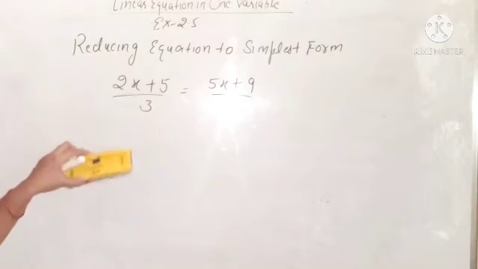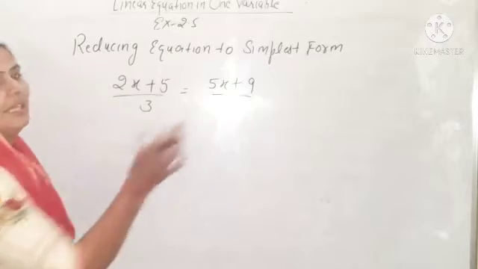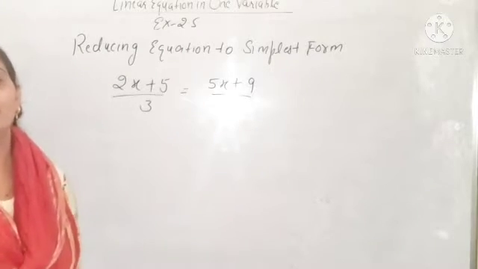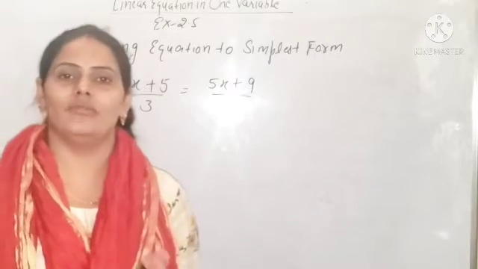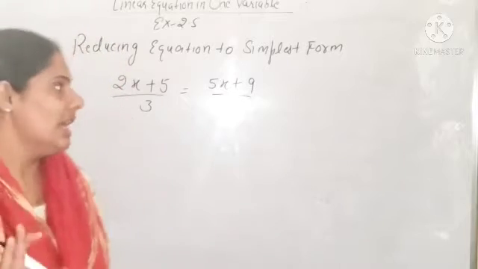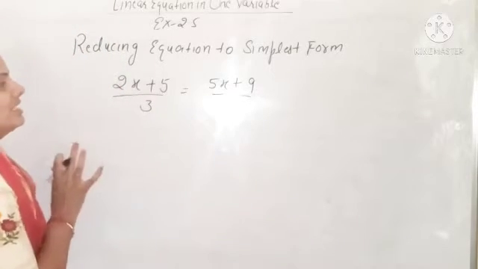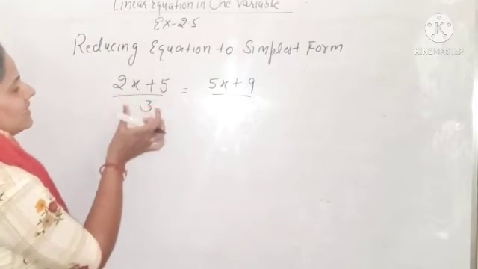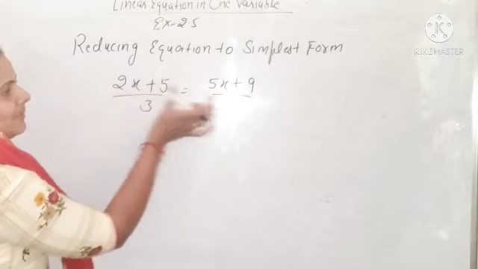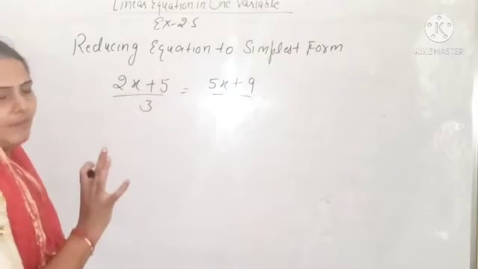So how will you solve this equation, beta? Variables are given on both sides. So simply first what will you do? You will put all the variable terms on one side and all the constant values on the other side. So simply how will you solve this type of equation? You can see 3 is in the denominator of the complete 2x plus 5 and 5 is in the denominator of 5x plus 9.